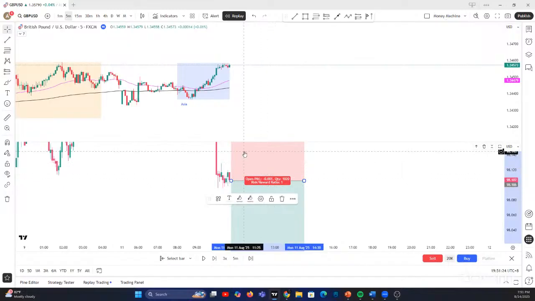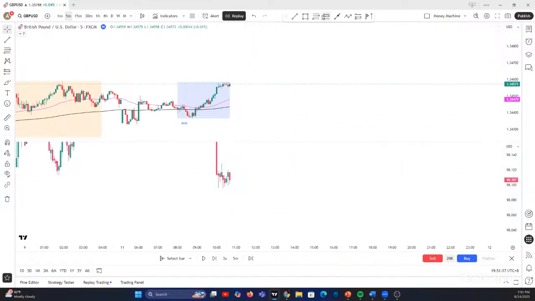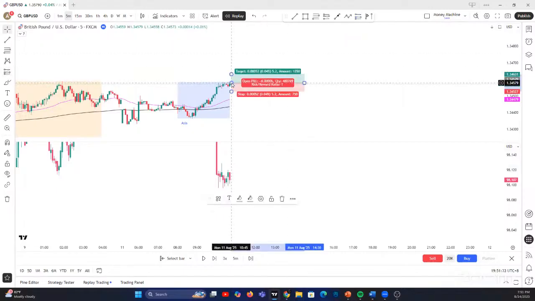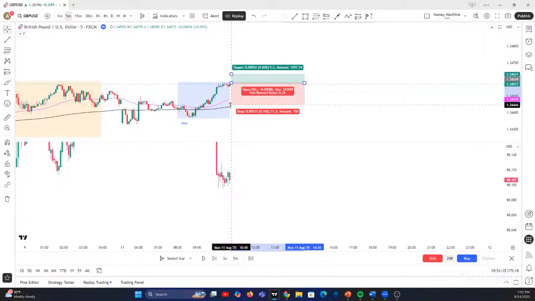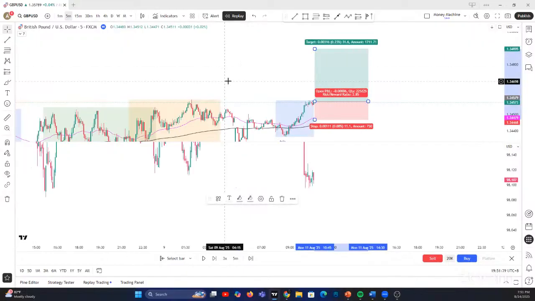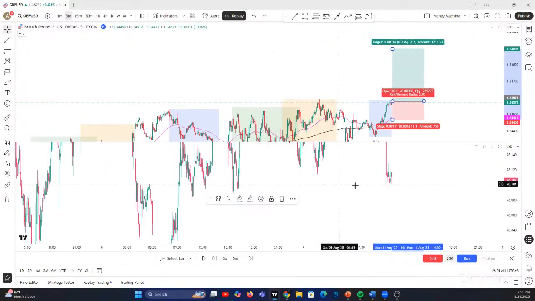And sorry, this is the DXY. So we will have to go long. We will have to go long on the British pound. Okay, stop loss, don't know, it depends on your risk. And just target some highs here on the left side.